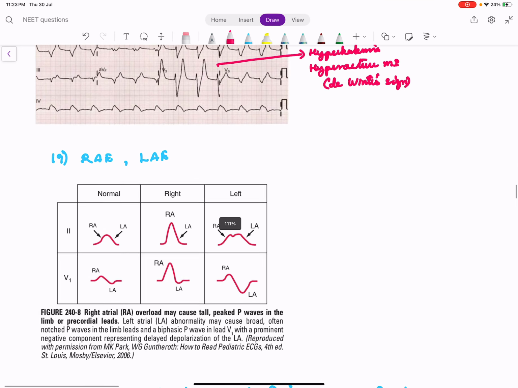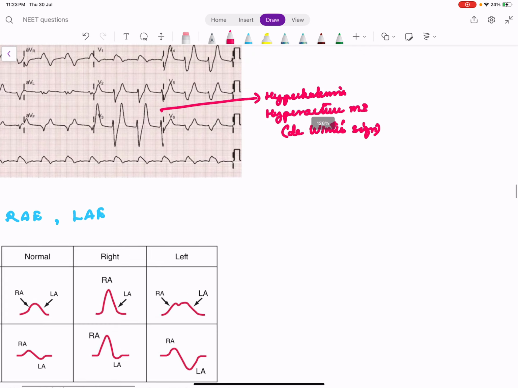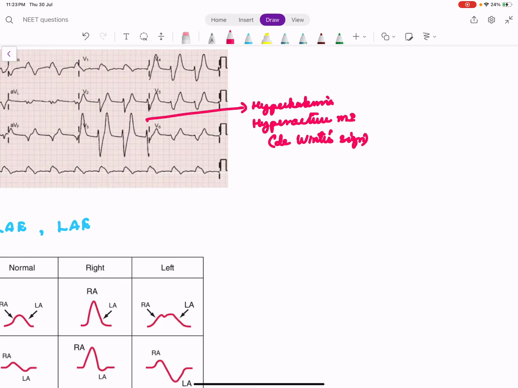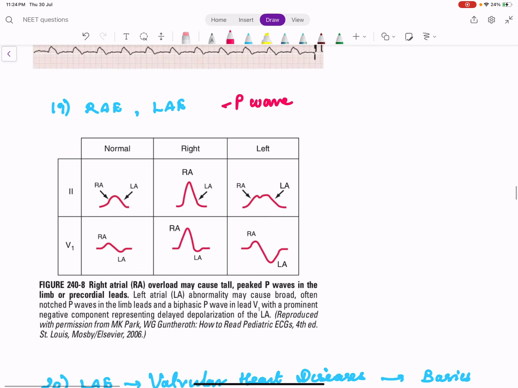So we started with basics of ECG. We finished about the rhythm disorders and we finished about the rate. Now we'll discuss about the other waves. So about the P wave disorders, right atrial enlargement or left atrial enlargement.